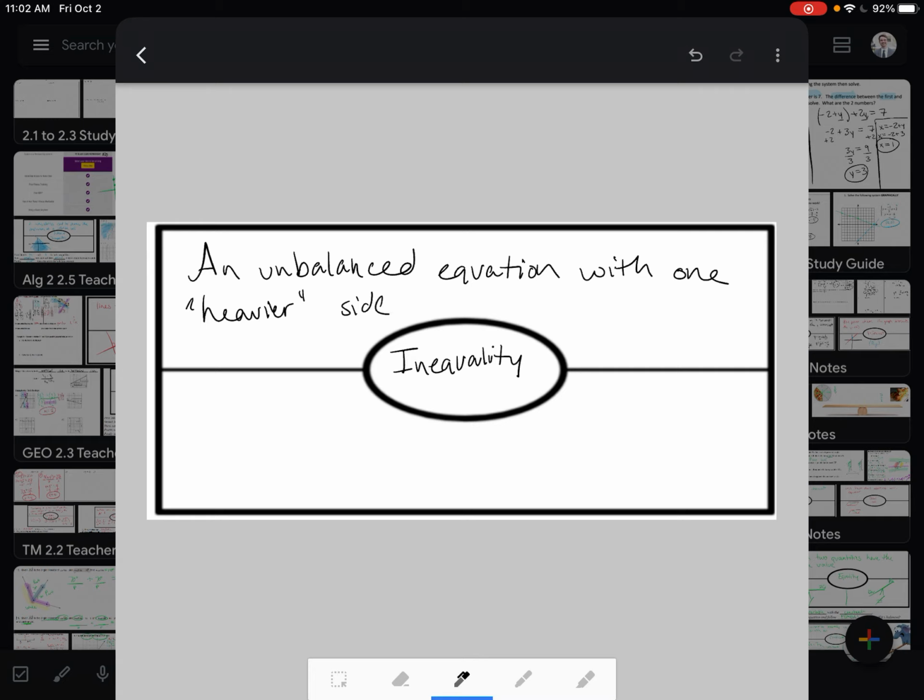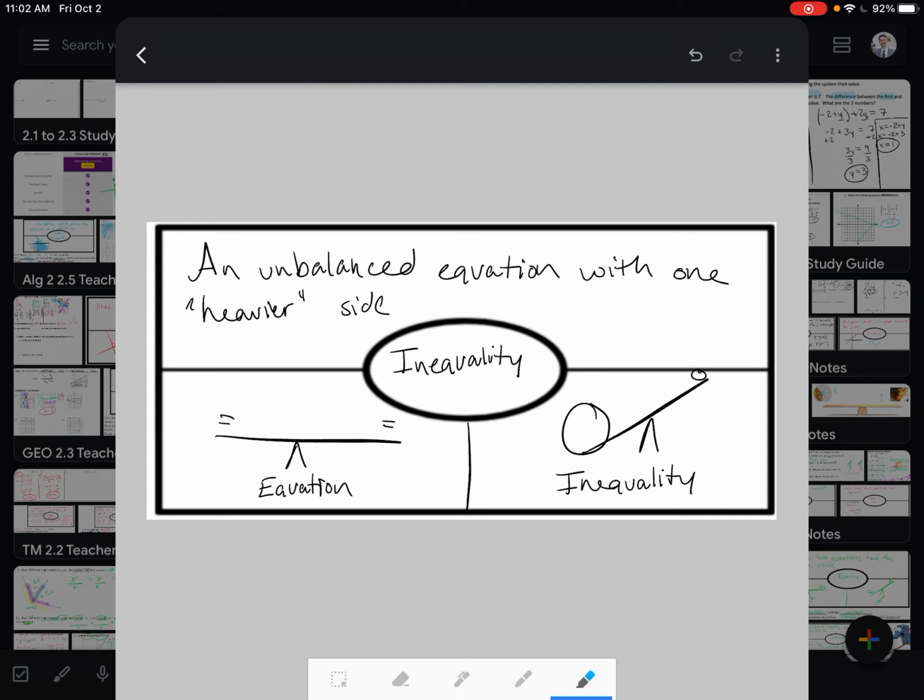So if we're thinking about our balance and our seesaw, like we've talked about a few times, what we're going to notice is that if we have an equation, we have equal weight on both sides, so it is an equation. And here we might have a large amount of weight here, a small amount of weight here. It is not balanced, so we're going to call this an inequality. That's what we're looking at here. An unbalanced seesaw, there's more weight on one side than the other. That's what makes it an inequality.